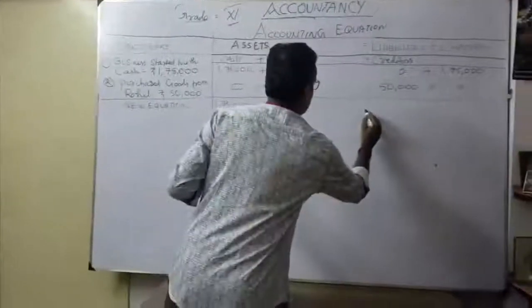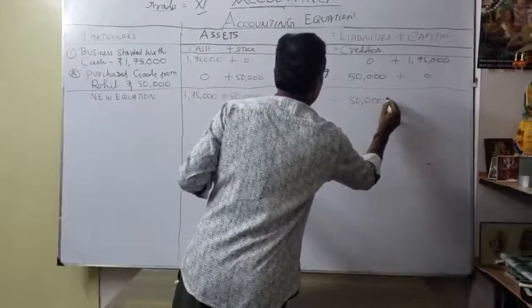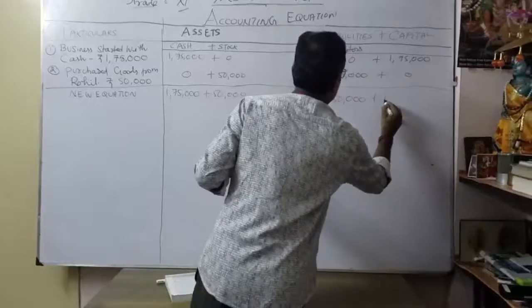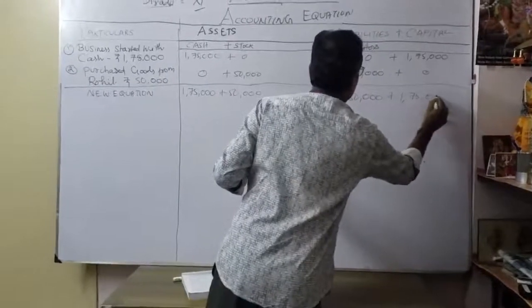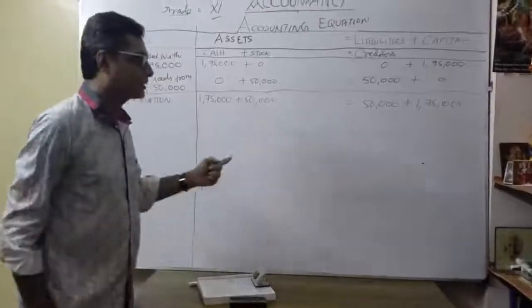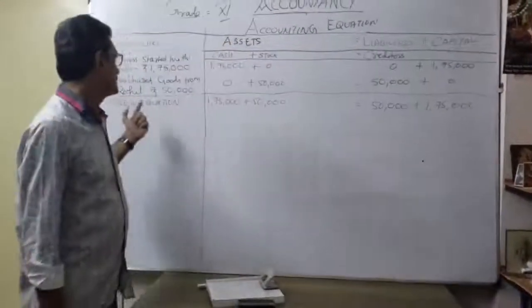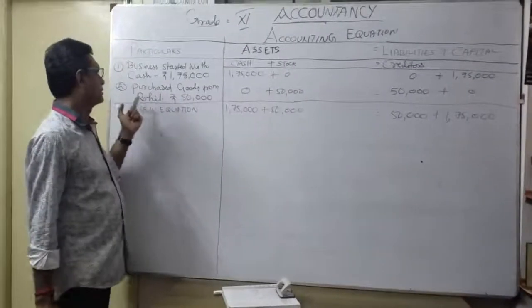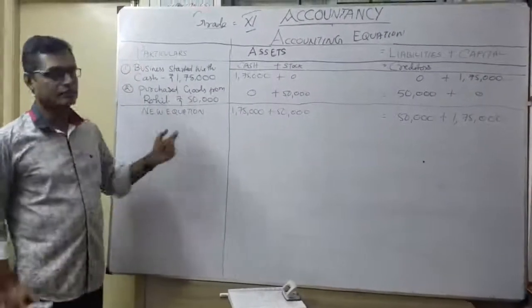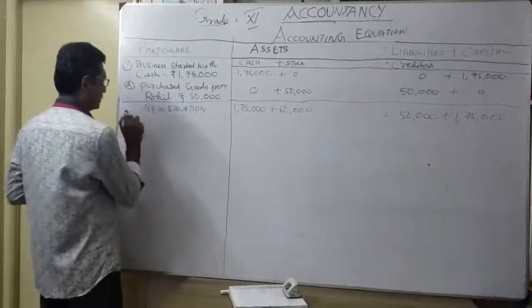Similarly, as a liability side, again creditors 50,000 plus 1,75,000. Now understood? So both sides you total. This side also 2,25,000. This side also 2,25,000. You got the equation. You understood? That's for the second transaction. Understood? Now you want to write the new equation. Now going for the third one. Okay. Going for the third one. What is the third one?